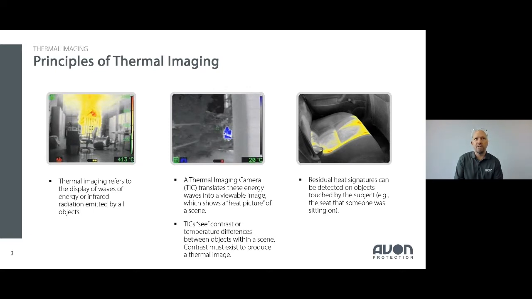If you look at the three images on the screen here, you can see that very clearly. The one on the right is obviously a residual heat signature, so someone's been sat on the back seat of that car. The image in the middle is obviously a person hiding behind some bushes, and he's emitting infrared energy. And then of course the image on the left is a very hot fire with some contrast differentials with regards to the chairs and the other objects within that image. And that's how in essence a TIC produces an image.